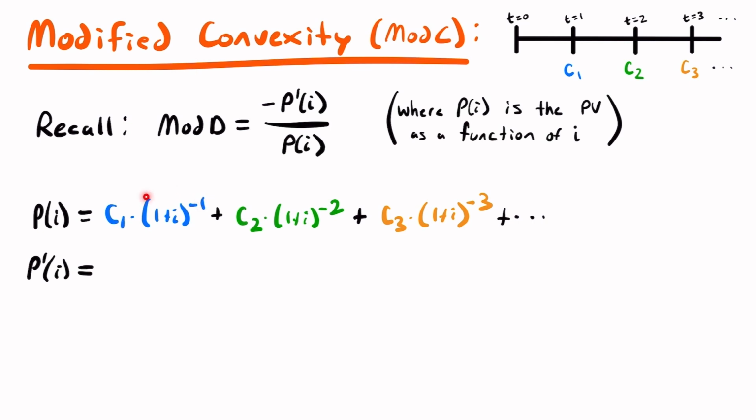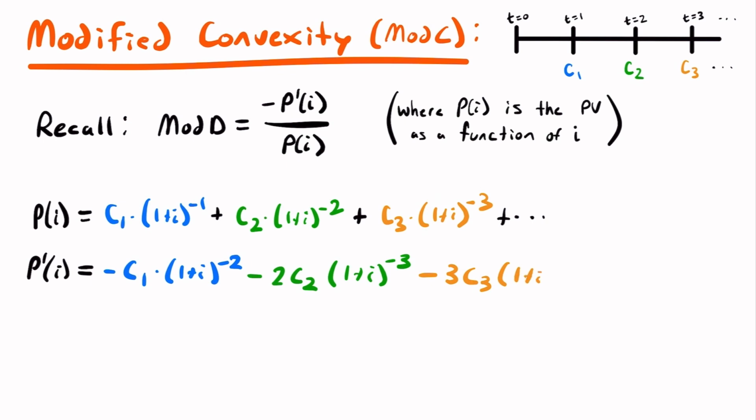We can just multiply these exponents down via the power rule for derivatives and subtract 1 from those exponents as well. All right, so here's what we'll have. The derivative of our present value function will be negative c sub 1 times (1 plus i) to the power of negative 2, minus 2 times c sub 2 times (1 plus i) to the power of negative 3, minus 3 times c sub 3 times (1 plus i) to the power of negative 4, and so on. All right, so this right here is the first derivative of our present value function.